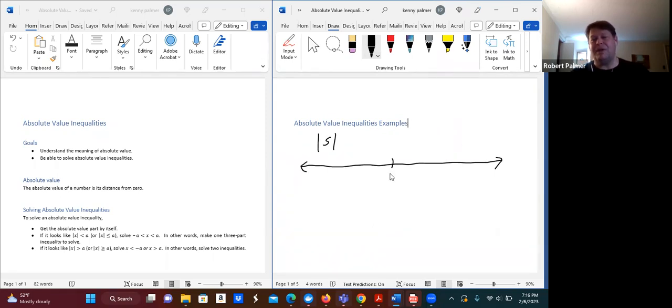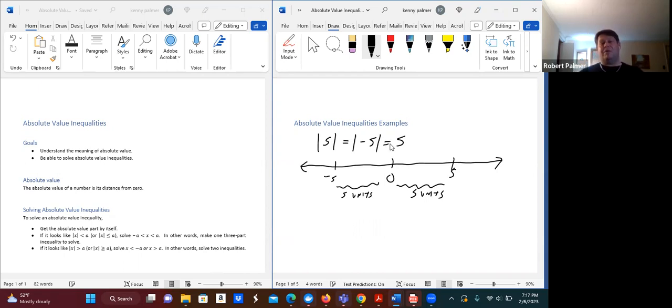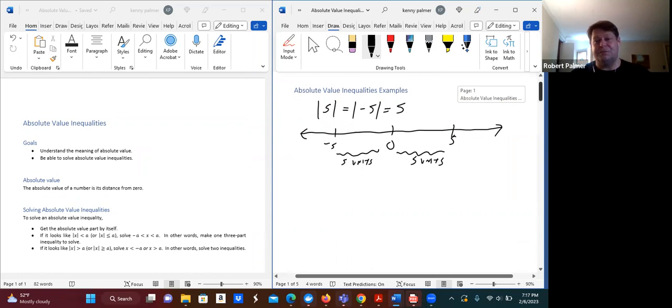So what the absolute value says, of course, here's 5, and its distance from zero is 5 units. But also let's think about -5. Its distance from zero is also 5 units. So the absolute value of 5 is the same as the absolute value of -5, which is just 5. So the absolute value of any number is just how far it is from zero. It can either be positive or zero, but can't be negative. So this is a distance.